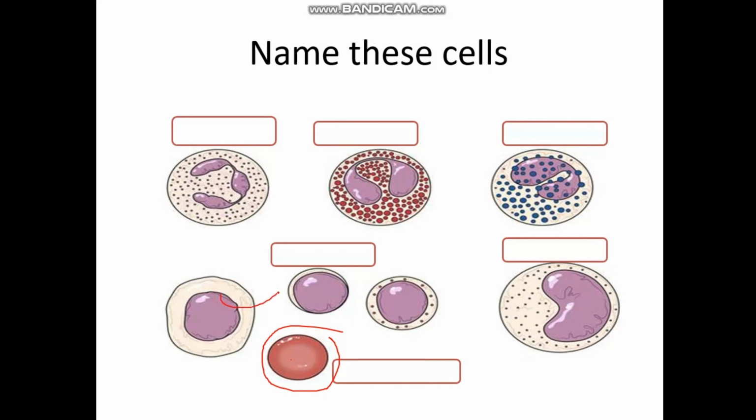What is the name of this cell? This cell is a lymphocyte. Why? Because it has a round nucleus. Here surely we do not have granules. What is the name of this cell? This is a monocyte. It has a horseshoe shaped nucleus.